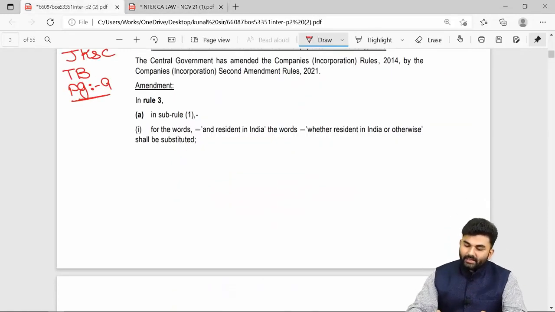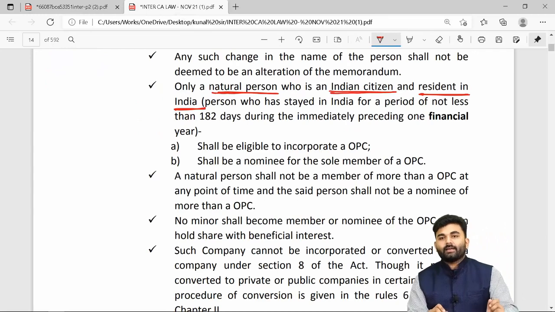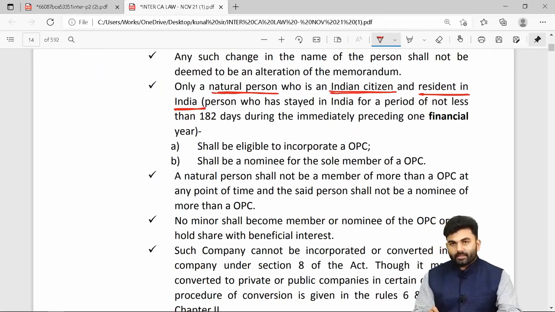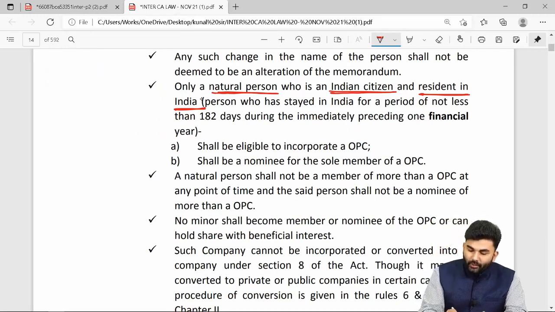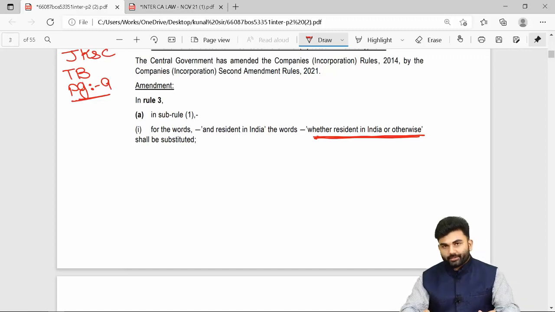But now the recent amendment says that whether you are resident in India or otherwise, which means even if you are a non-resident Indian, you are allowed to incorporate a one-person company. So after resident in India, you have to add the words or otherwise.